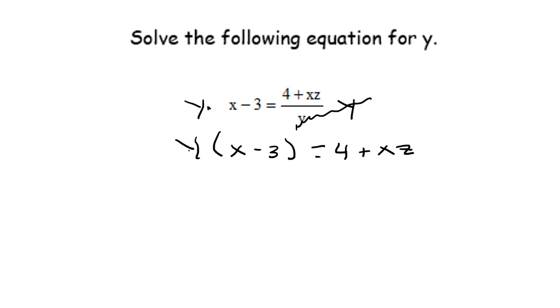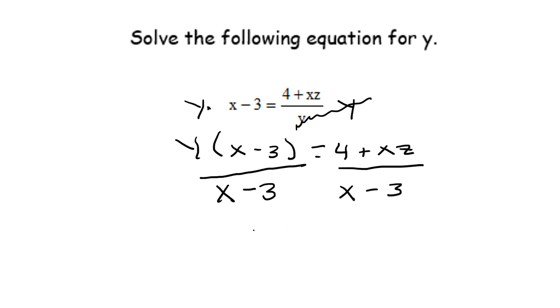Now, what is this y being done to this x minus 3? If I were to solve this, I would distribute it, right? But I'm trying to get this y by itself. So distributing is the same thing as multiplication. Inverse of multiplication is division. So I would divide both sides by x minus 3.